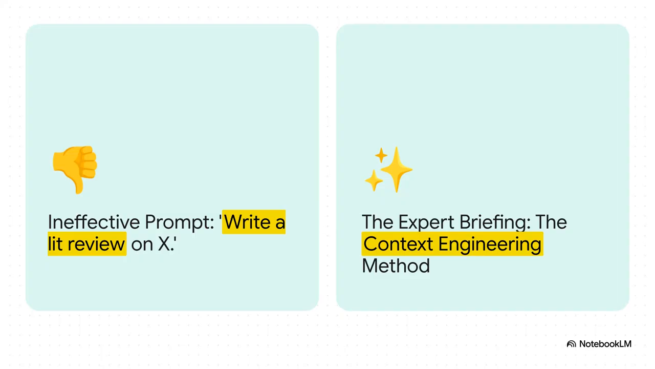So here's the secret. The big mistake most of us make is just asking the AI to write a lit review on this topic. That's like hiring a new intern, pointing to the library and saying, go do research, and then just hoping for the best. The real key here is to completely shift your mindset, from writing a simple prompt to creating an expert briefing. This idea is the absolute core of the context engineering method. And believe me, it is a total game changer.